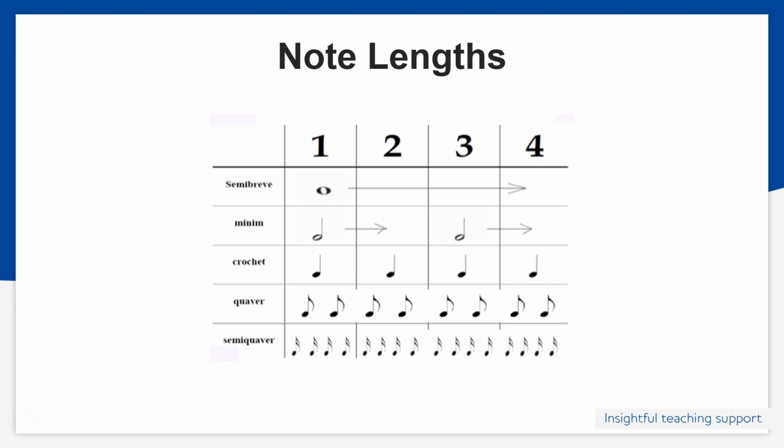A black circle with a stick is called a crotchet, and this lasts for 1 beat. A black circle with a stick and a tail is called a quaver, and this lasts for half a beat. And a black circle with a stick and 2 tails is called a semiquaver, and this lasts for 1/4 of a beat. So this tells the performer exactly how long each note needs to be held for.